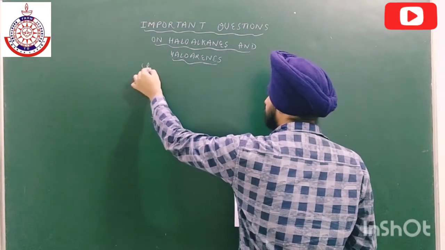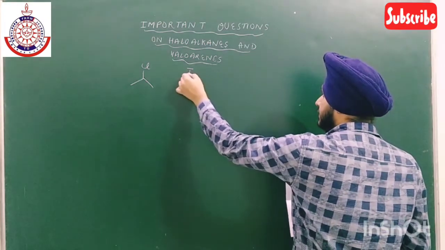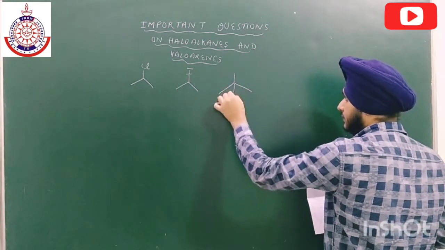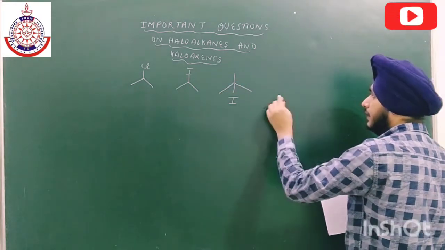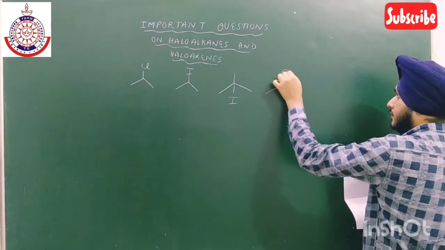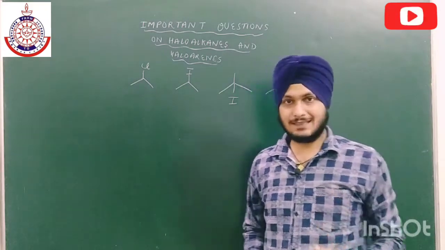this is the first compound, chlorine. This one is the second, and this one is the third, and the last one is, okay. So we have to tell the order of SN1 reaction.